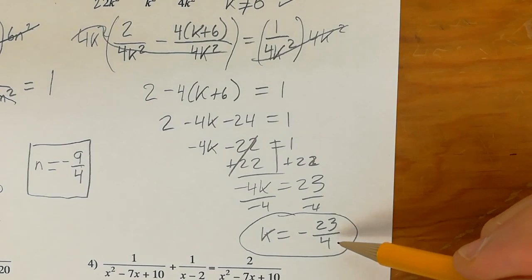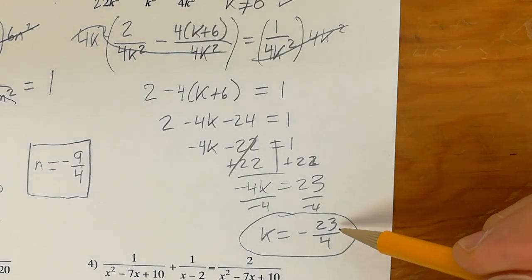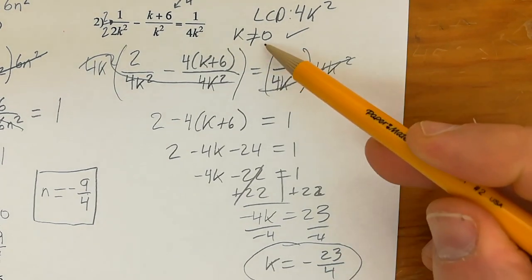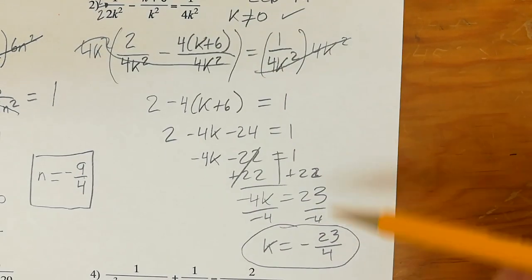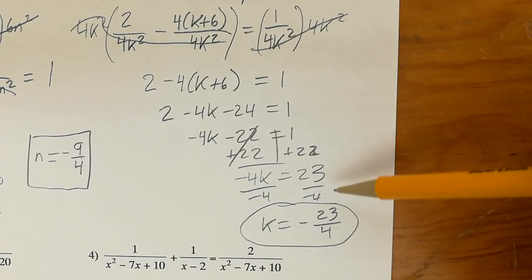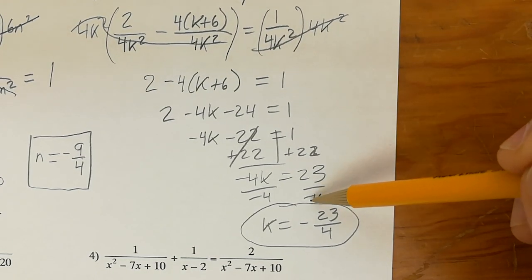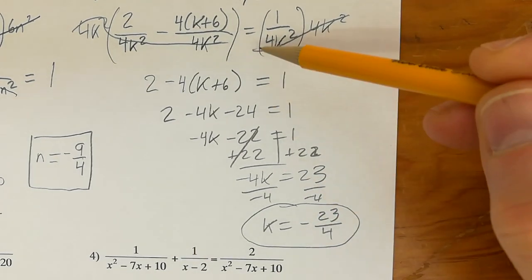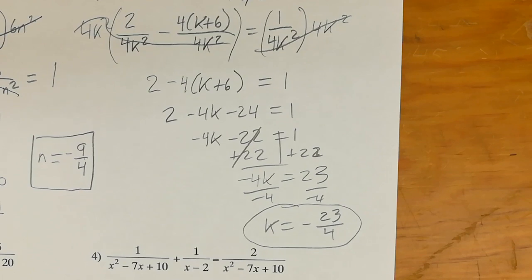All right, I got k equals negative 23 over 4, and I did check to see if this was an extraneous solution. Nope, the only thing, k couldn't equal 0, so I'm good here. Just one little detail, don't leave that negative in the denominator, either put it in the middle or the top. Middle is really preferred.